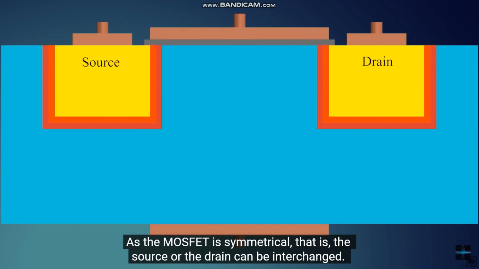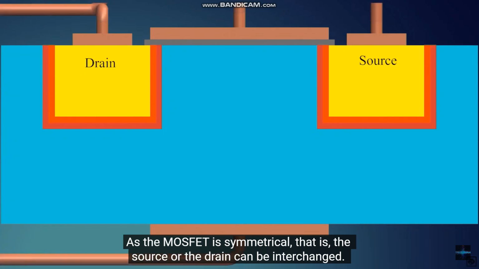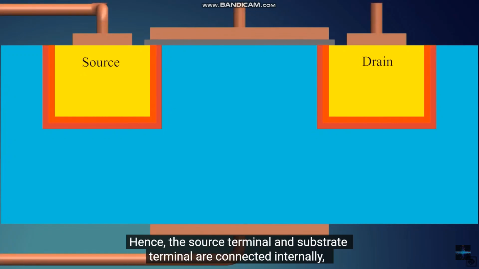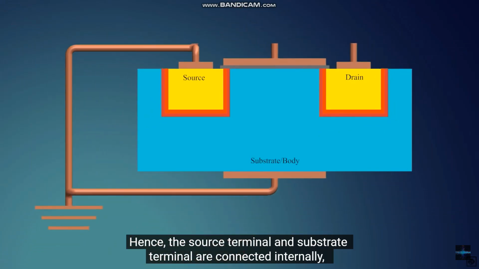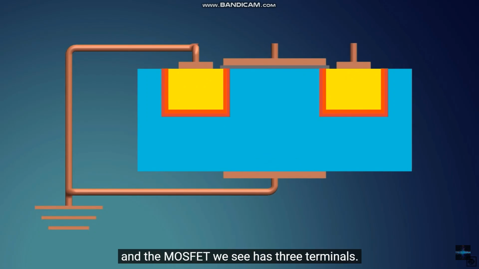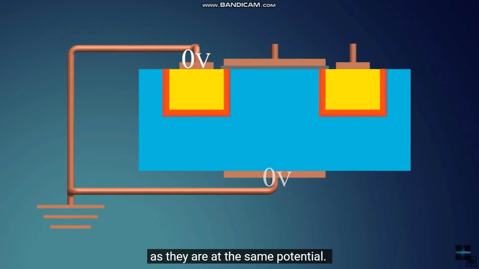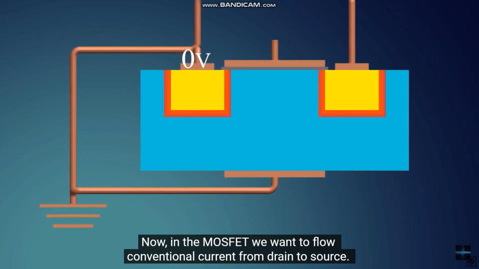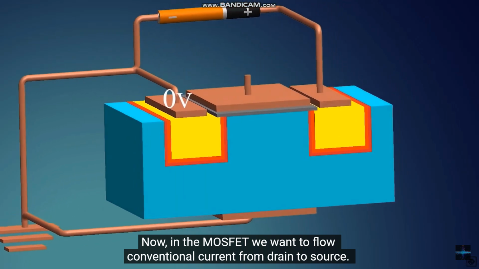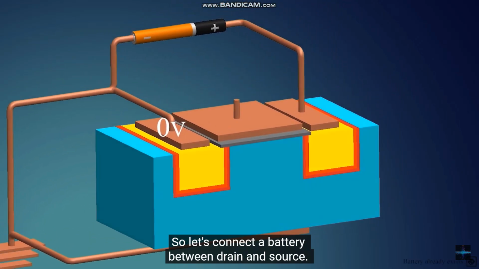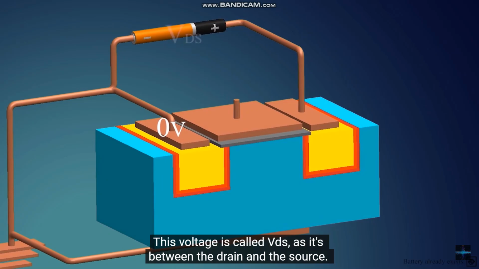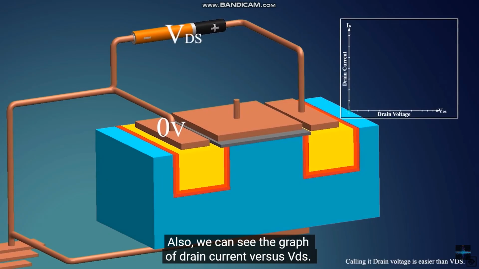As the MOSFET is symmetrical, that is, the source or the drain can be interchanged, the source terminal and substrate terminal are connected internally, and the MOSFET we see has three terminals. Also, this stops any current flow from the substrate to the source as they are at the same potential. Now, in the MOSFET, we want to flow conventional current from drain to source, so let's connect a battery between drain and source. This voltage is called VDS as it's between the drain and the source. Also, we can see the graph of drain current versus VDS.